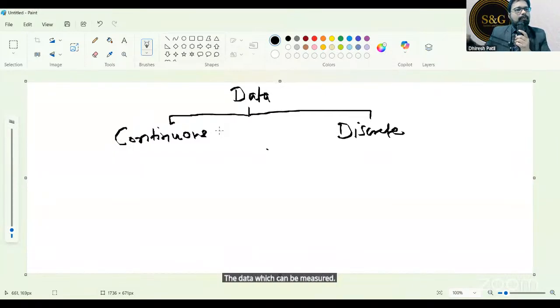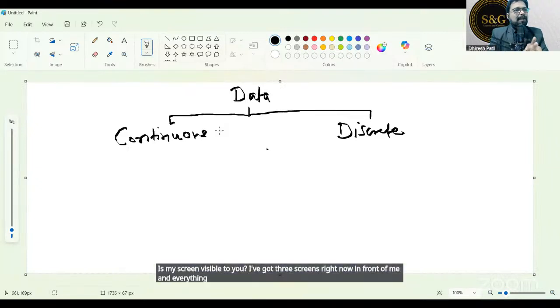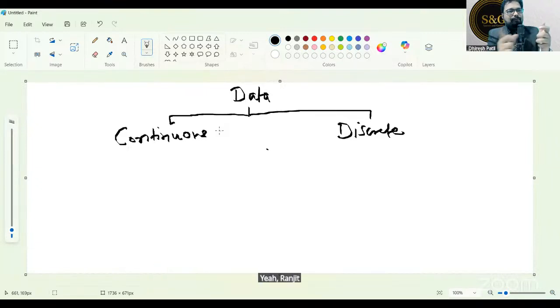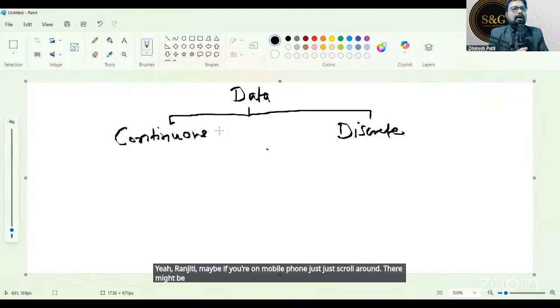My screen is not being shown here. Is my screen visible to you? Because I've got three screens right now in front of me and everything is visible. Yeah, Ranjit ji, maybe if you're on mobile phone, just scroll around. There might be one screen which will be there. Otherwise, just log out and log in again. Okay. Okay? Very good, very good.